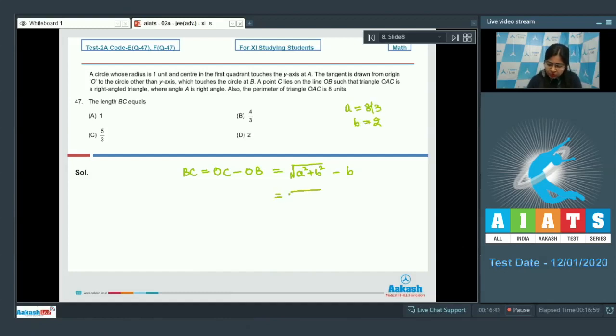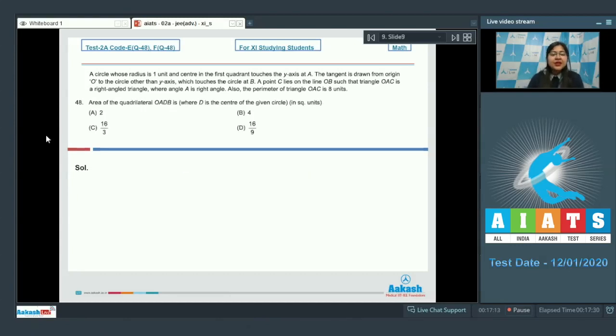So this is equal to root of 64 by 9 plus 4, minus 2. So that is equal to under root of 64 plus 36, that is 100, by 3 minus 2. That is 10 by 3 minus 2. So that is equal to 4 by 3. So the correct answer is option number B. Next is the area of quadrilateral OADB, where D is the center of the given circle.